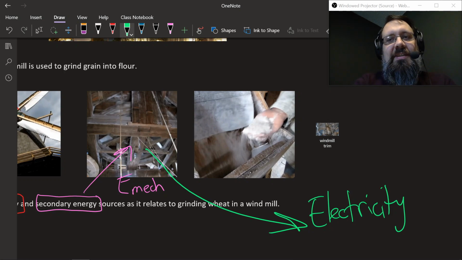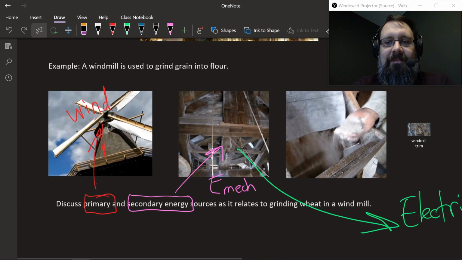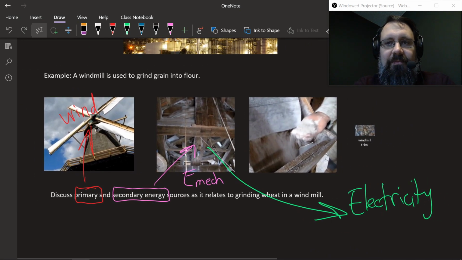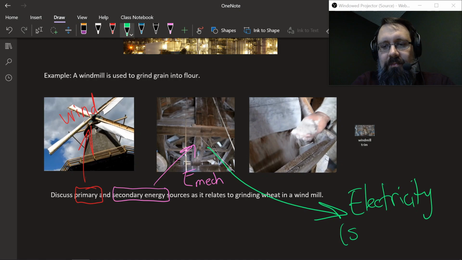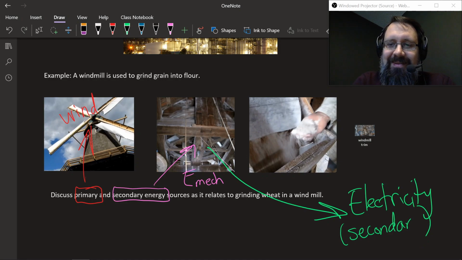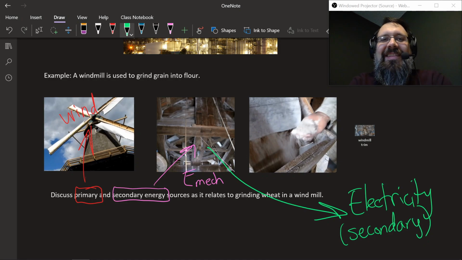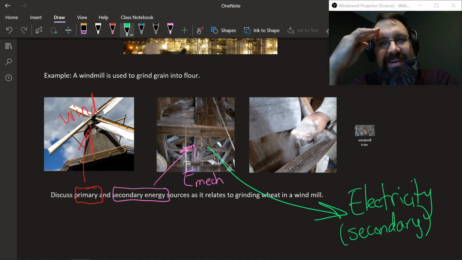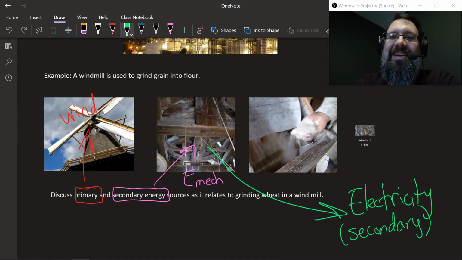So is electricity a secondary or a primary source of energy? Should be a secondary because we use it to do other stuff. Yep. Electricity is always secondary, unless it comes directly from a lightning bolt. Ooh, interesting. I hadn't even thought about that. That's a good point. Whoa, you're just blowing my mind there, Colin.